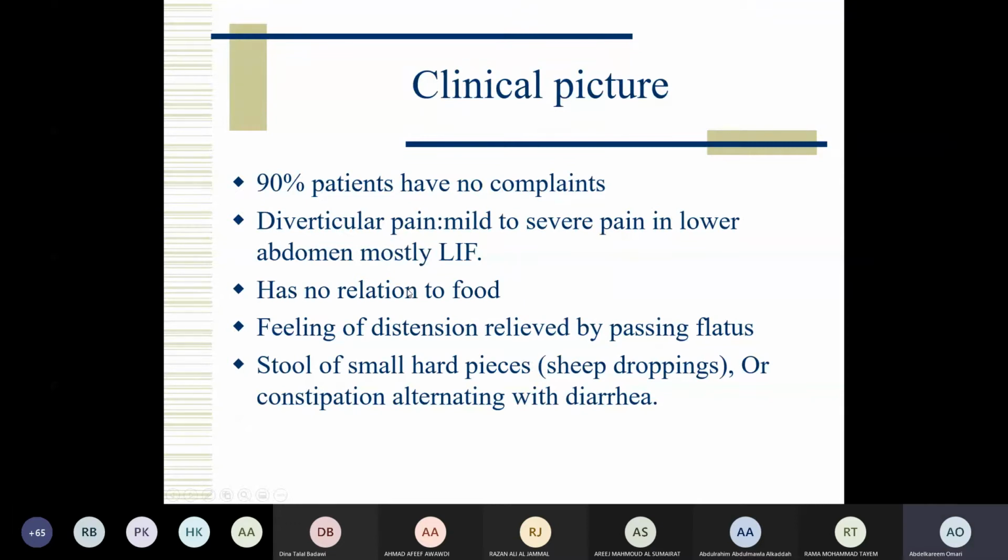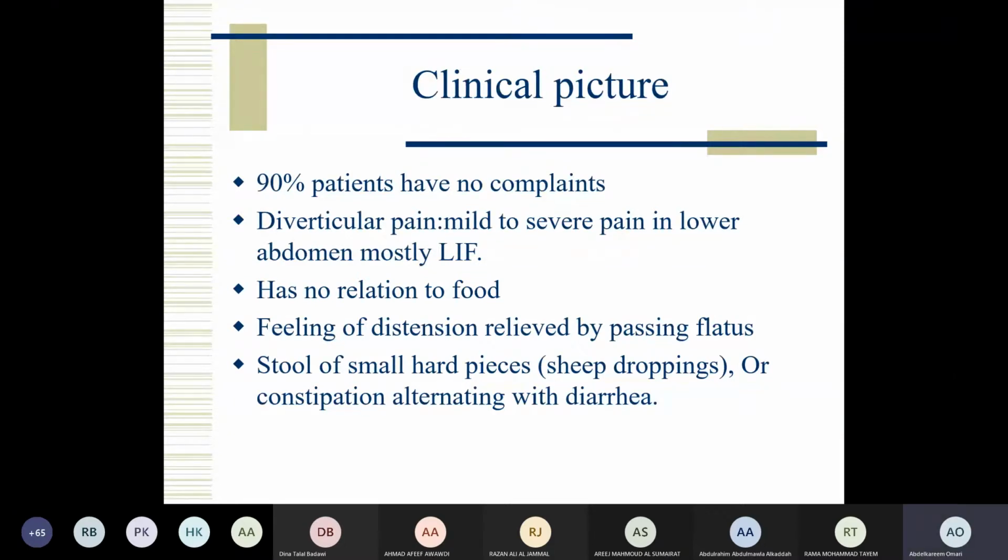have diverticulosis. Now, 90% of patients have no complaints. It's normal; any one of us, as we get older, may have diverticulosis. Diverticular pain: some of them will come to you. Either 90% have no complaint.